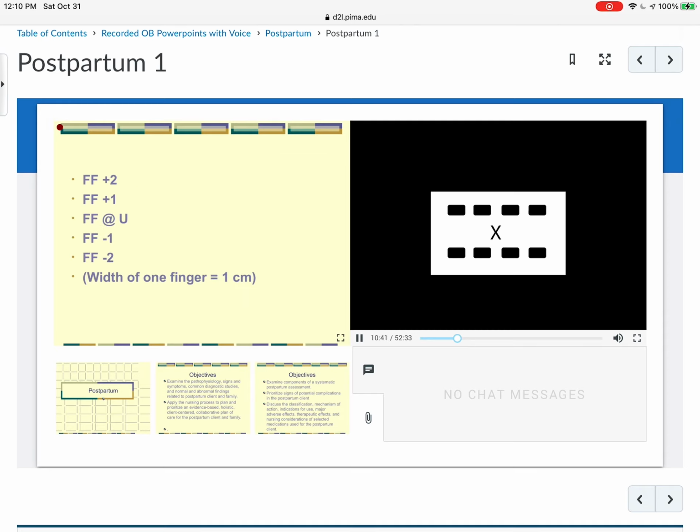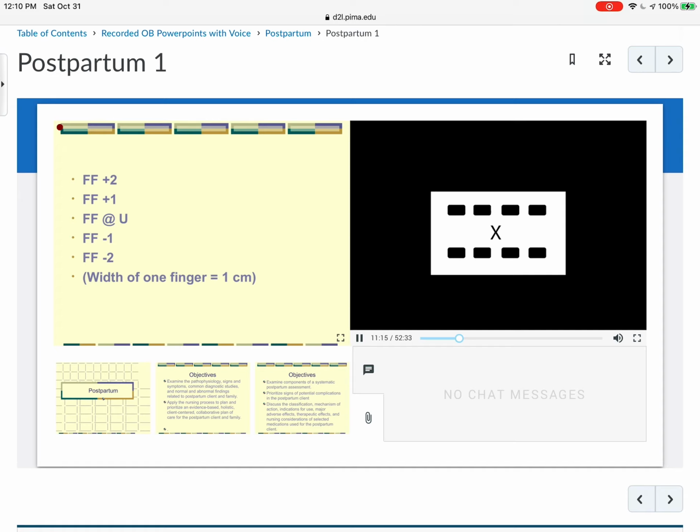Now we talk about how it is charted. In the electronic medical record, it's very easy because where it asks where the uterus is, it's just a drop-down box. FF is just fundus firm. So if the fundus is firm, is it at the umbilicus? Is it 1 finger below or 2 fingers below? The width of 1 finger is 1 centimeter. Or it could be 1 above or 2 above the umbilicus. Usually right after delivery, it's going to be right around the umbilicus. It could be maybe a +1 or a -1, but it's going to be around the umbilicus.